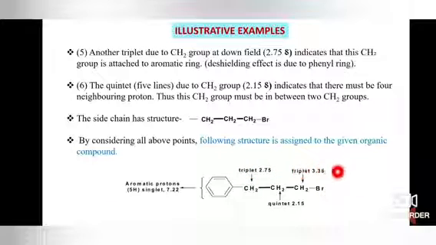As this CH2 is attached to bromine, it is highly deshielded and appears at 3.38 delta. This appears as a quintet, therefore it must be in the middle, at 2.15 delta. This one again appears at a somewhat higher chemical shift value, 2.75, due to the deshielding of the aromatic ring, and the 5 protons of the aromatic ring appear at 7.22 delta.